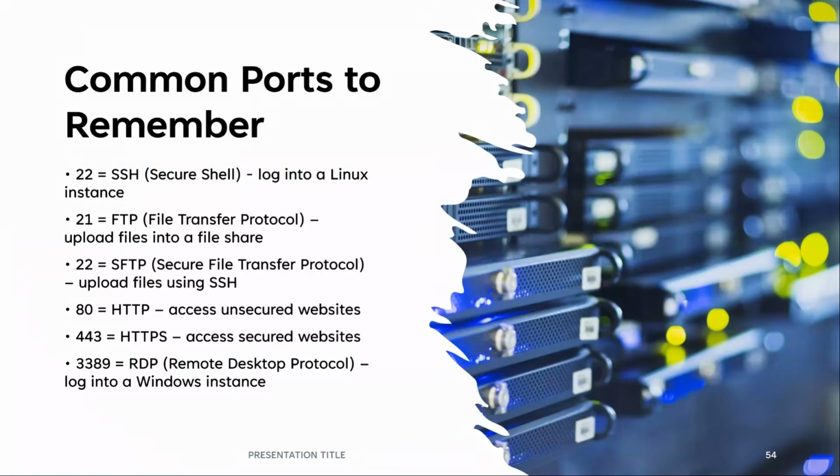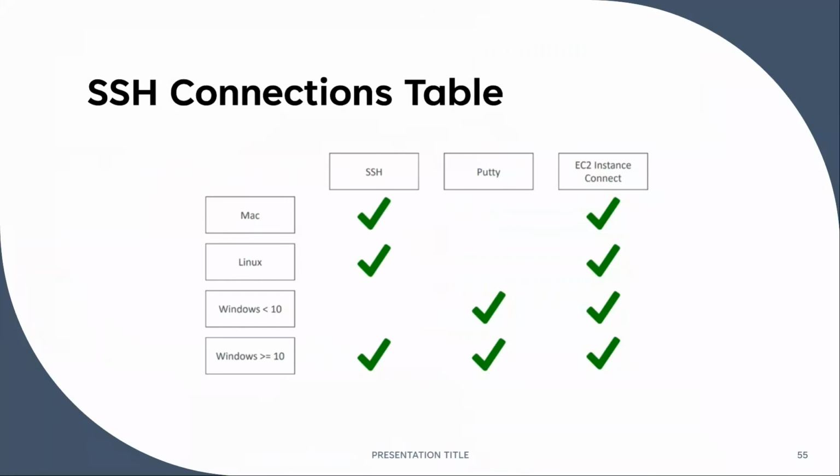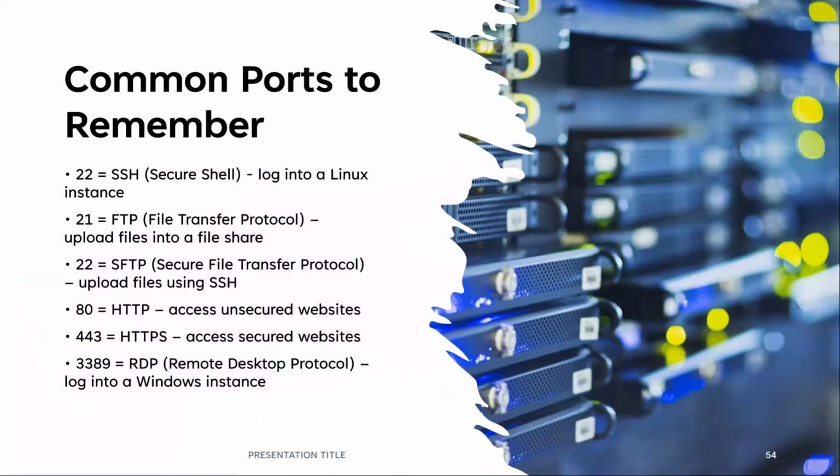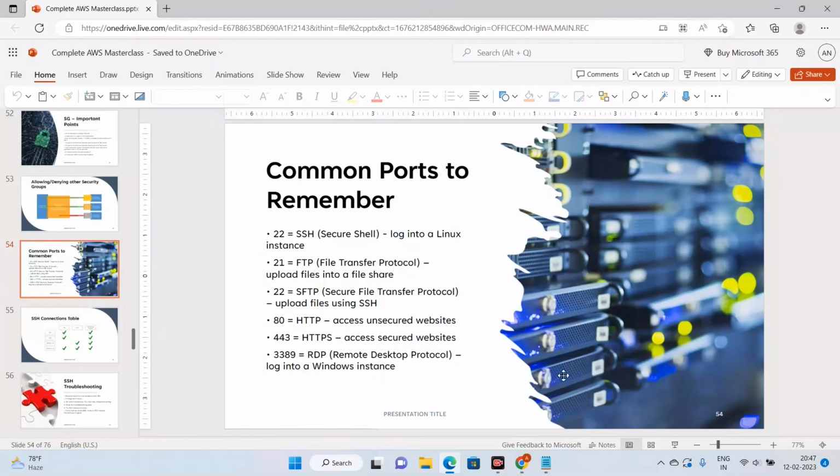So, some common ports to remember. 22 is secure shell, SSH, 21 is FTP, 22 is also SFTP, which is secure file transfer protocol, 80 is HTTP, 443 is HTTPS, 3389 is RDP. This is how you should remember these ports, because these are very common ports and people ask questions on them, and some questions also come from them. Alright, let's move on to the next topic.